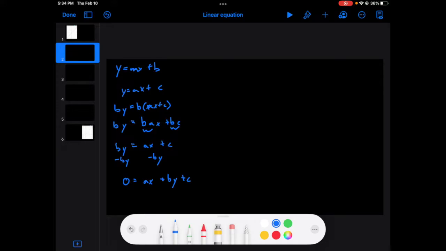Now we're going to change letters again. Instead of writing c, we're going to write a naught. So this goes over here. And instead of writing a, we're going to write a1. And instead of writing x, we're going to write x1. And instead of writing b, we're going to write a2. And instead of writing y, we're going to write x2.